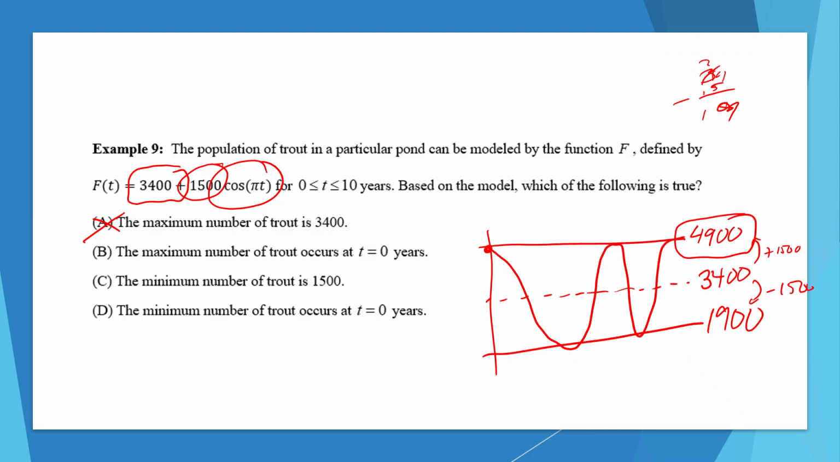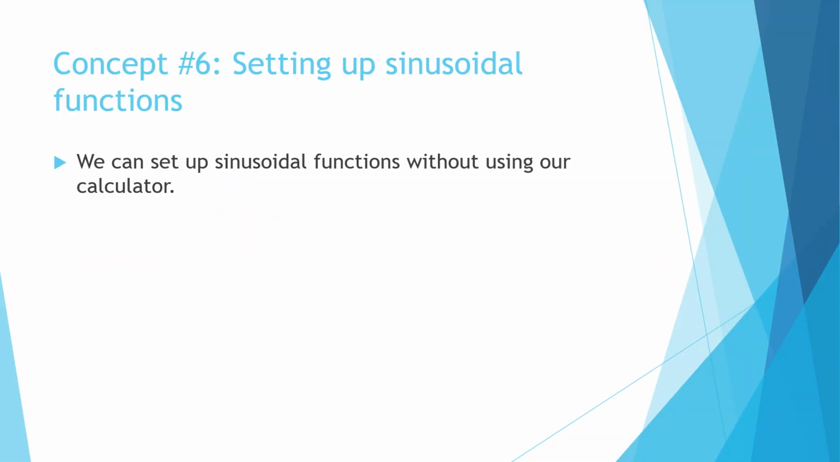B, the maximum number of trout occurs at t equals 0 years. That is true, right? Because it's a cosine graph with no translation. So B is our correct answer. Taking a look at C and D, the minimum number is 1,500. That's not true. That's the jump. And then D, the minimum number of trout occurs at 0. No, it is the maximum in this case. So C and D are out, and B is the correct answer there.